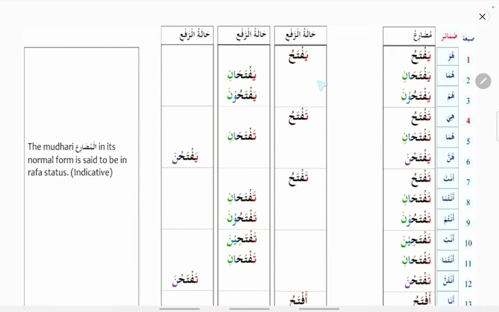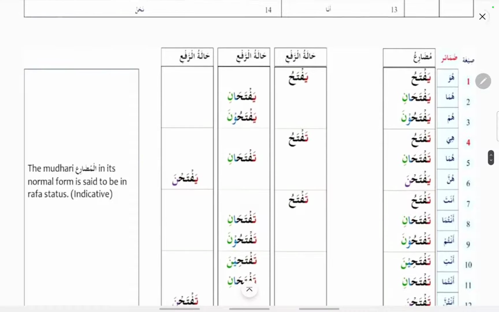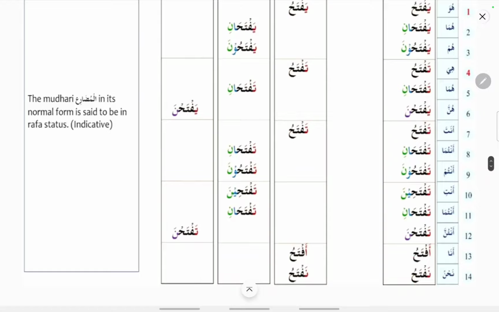As said earlier, by default all the verbs will be in the marfu state, that is yaftahu, yaftahani, until aftahu and naftahu. The verbs are in the marfu state. So marfu state means the noon of I'rab will be present. That is, this noon, presence of noon indicates that they are in the marfu state.